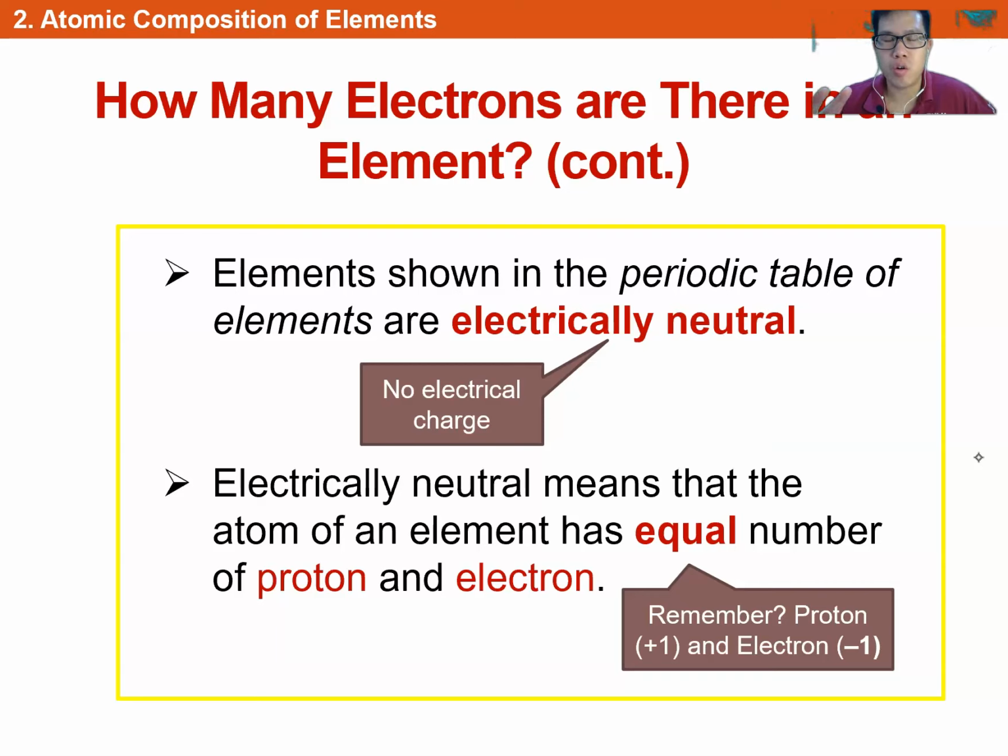Electrically neutral doesn't mean that there's no charge. It's just that the net charge is 0. So they sort of balance out. There's a positive and a negative, so they balance out. The charge is still there. There's still positive and negative there, just that the net charge is 0.